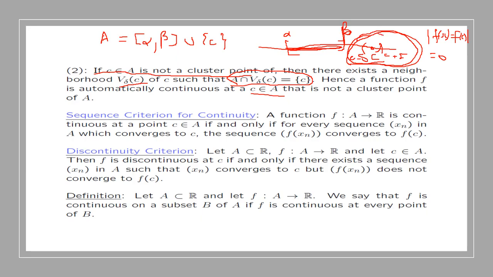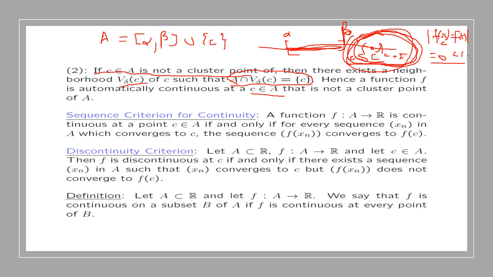So if X belongs to the intersection of this neighborhood and A, then X must actually be C. So the distance between f of X and f of C will always be 0, so it will be less than epsilon, which is bigger than 0. That tells you that the function will be automatically continuous at a point C which is not a cluster point of A.